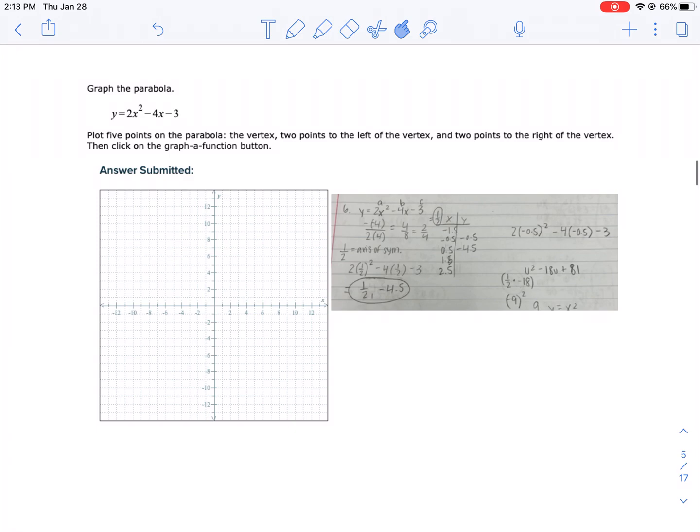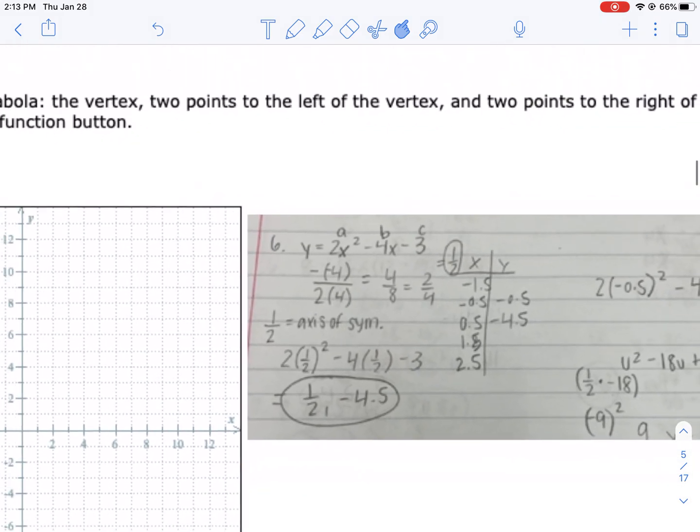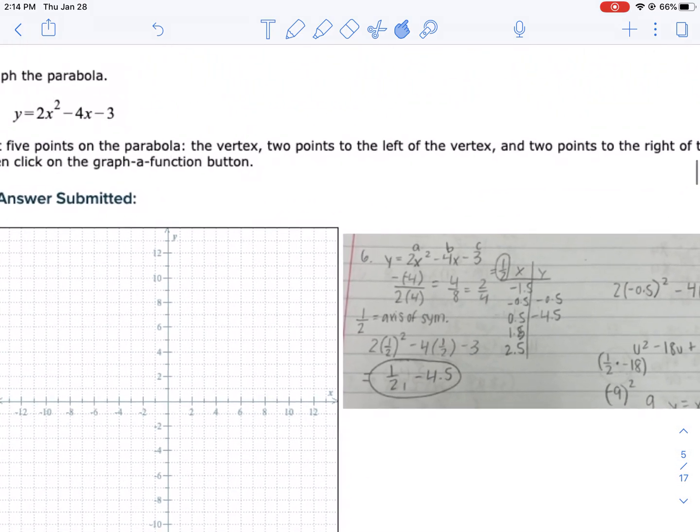Okay, this problem. We want to graph the parabola. I want to plot 5 points: the vertex, 2 points on the left and 2 points on the right. Now, I like what you did here, except you didn't graph it. You had to actually graph these points. So you did negative, I'm going to blow this up so you can see a bit better, 2x squared minus 4x minus 3.